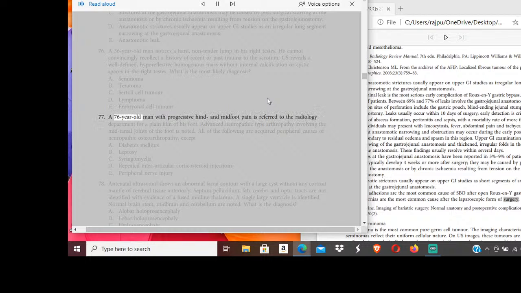77. A 76-year-old man with progressive hind and midfoot pain is referred to the radiology department for a plain film of his foot. Advanced neuropathic type arthropathy involving the mid-tarsal joints of the foot is noted.